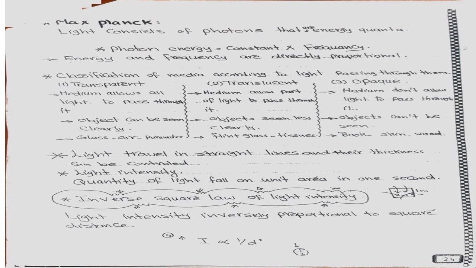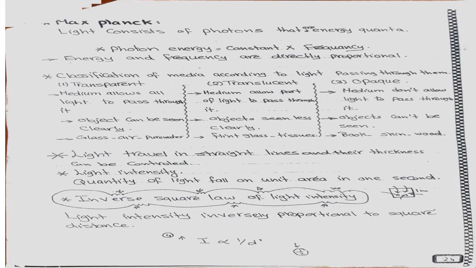Type. In transparent medium, objects can be seen very clearly. In translucent medium, objects behind it can be seen less clearly. But in opaque medium, objects behind it can't be seen. The examples for each one. Transparent, like glass and air and pure water. Translucent or semi-transparent, like tissue paper or flint glass or frosted glass. Opaque, like book, skin, wood, carton, whatever.